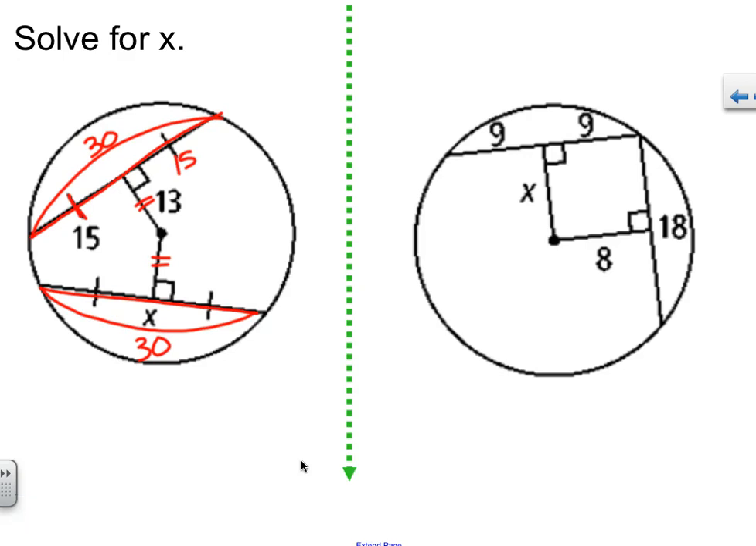Same thing over here. I have a chord that if I added them together would give me 18. I have another chord that gives me 18. So if I know the chords are congruent, I know that if I have a radius that goes to the chords at a perpendicular angle, that x is also going to be 8. So that's how you're going to use that information for the chords.